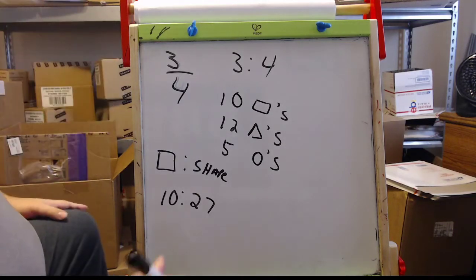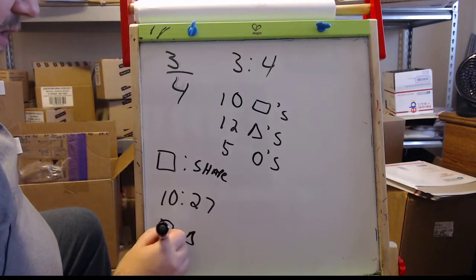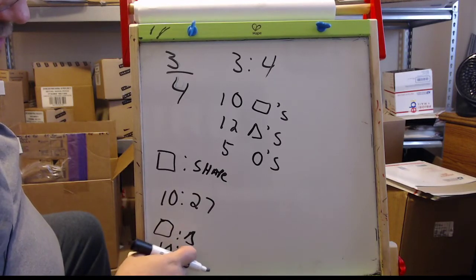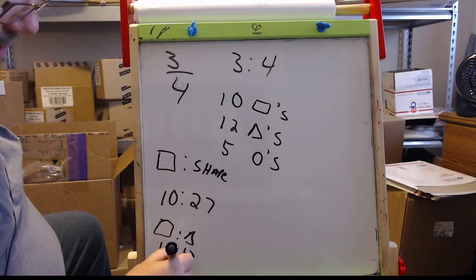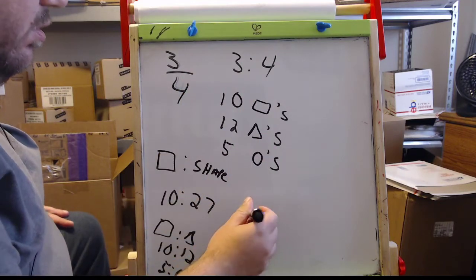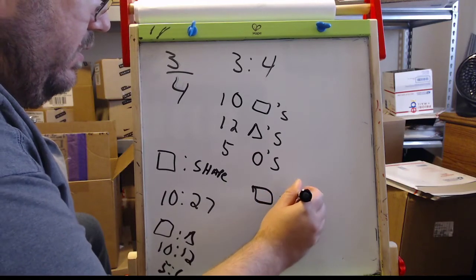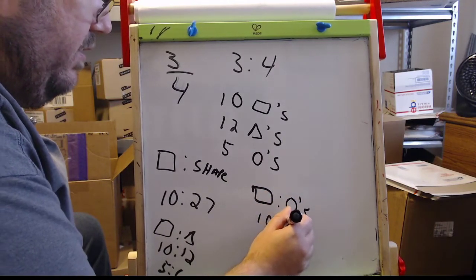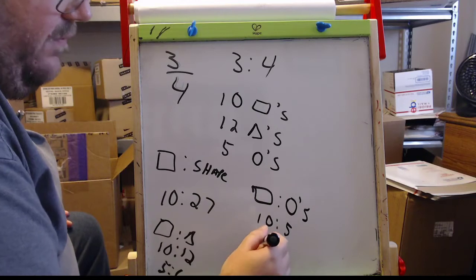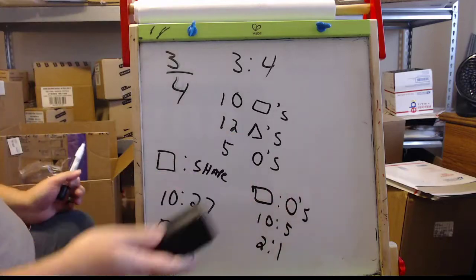If they wanted to know rectangles to triangles, it would be 10 to 12, or we can reduce that to 5 to 6, just like you would reduce a fraction. If we wanted to know rectangles to circles, it'd be 10 to 5. Here, there is no improper ratio. It's just what are they asking to what. So 10 to 5 is a 2 to 1 advantage. That's essentially what a ratio is.